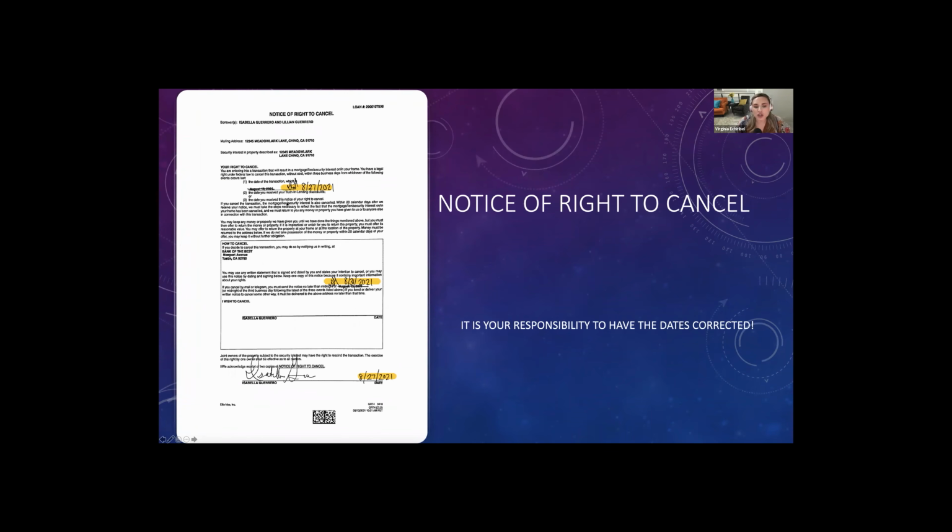Let's look at what that will look like. So this is what should have happened. Signing on the 27th, change that top date from the 16th to the 27th, have the borrower initial. That pushes the right to cancel date to the 31st, and then initial. Remember, the right to cancel is your responsibility to get right. Even if the dates are entered incorrectly, you have to double check to make sure that they're correct. At the lender, if this comes back as an error, the lender is going to say this is on you.